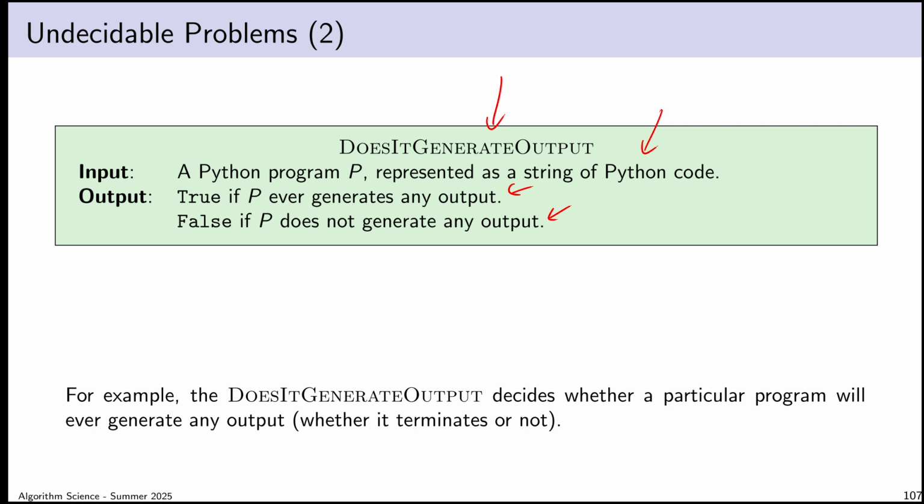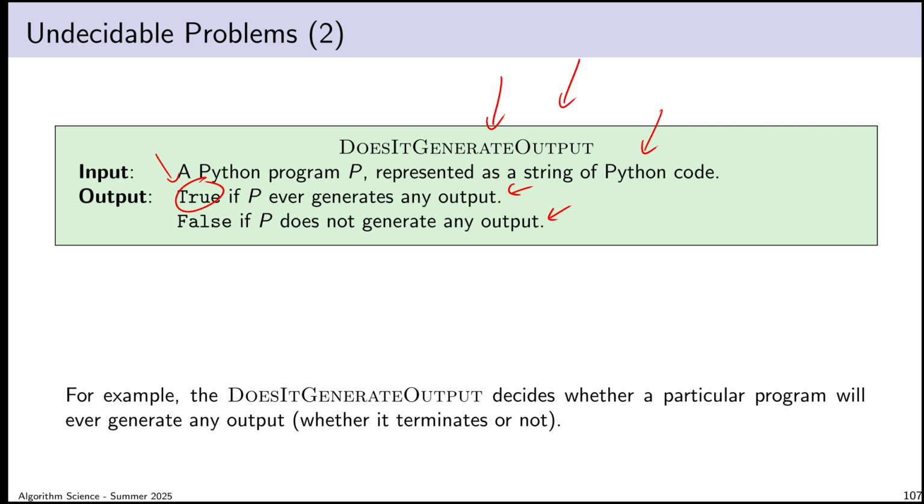And I don't care whether the program terminates. So if the program generates some output and then enters an infinite loop, well, then the answer is true. If the program generates some output and then halts, well, the answer is still true. So regardless of whether the program terminates, I want to know whether it generates any output. So this is not directly solving the halting problem, but via a reduction, we can show that we can, in fact, use this to solve the halting problem.